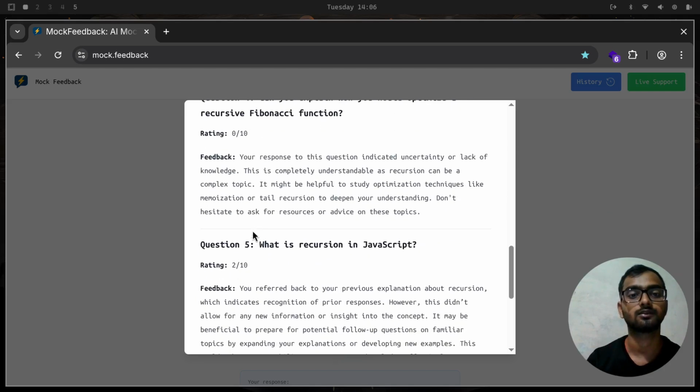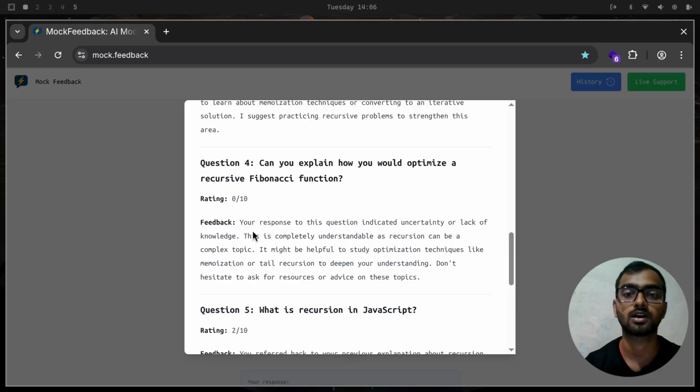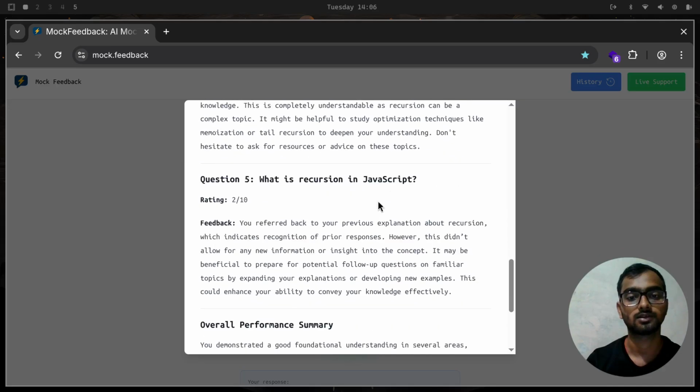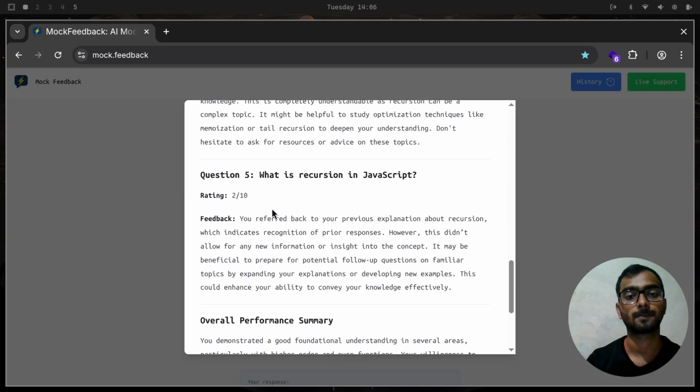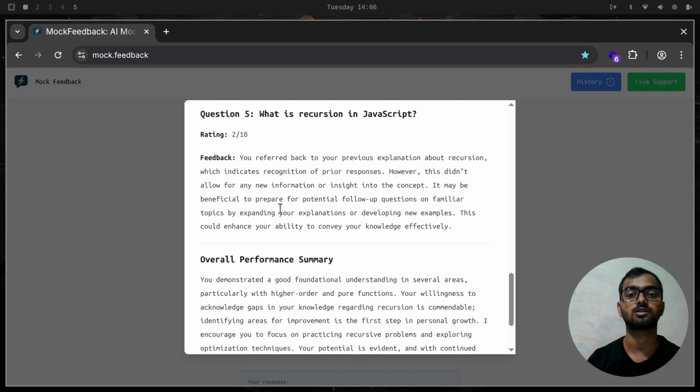Okay, the fourth question was, can you explain how you would optimize a recursive Fibonacci function? Your response to this question indicated uncertainty or lack of knowledge. This is completely understandable as recursion can be a complex topic. Okay, so the same problem with recursion. What is recursion in JavaScript? So see, it asked three questions on the same topic because I was not giving answers, but it should have moved to the new topics.